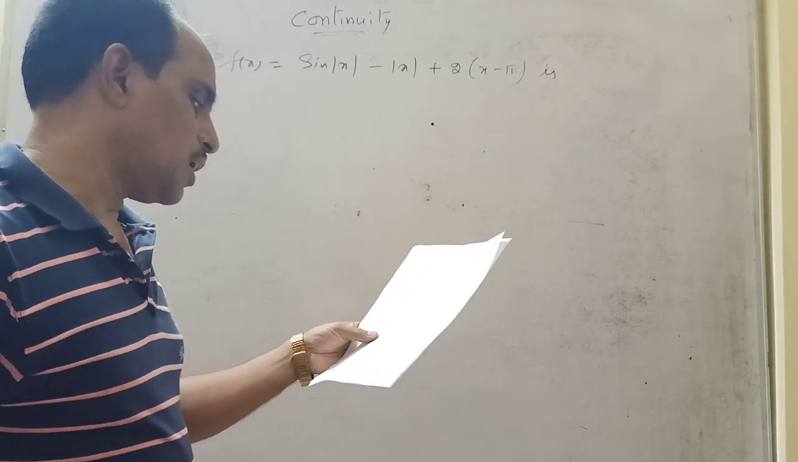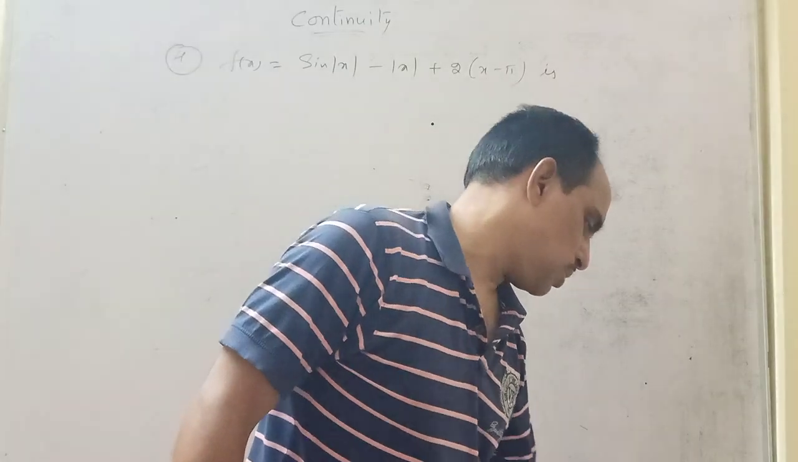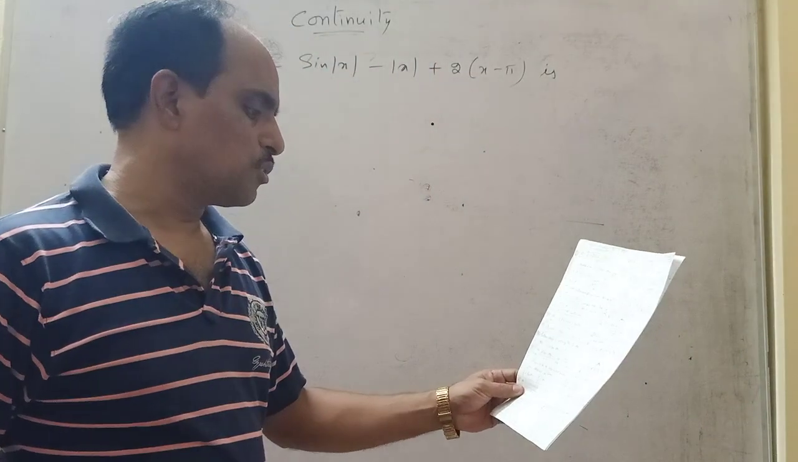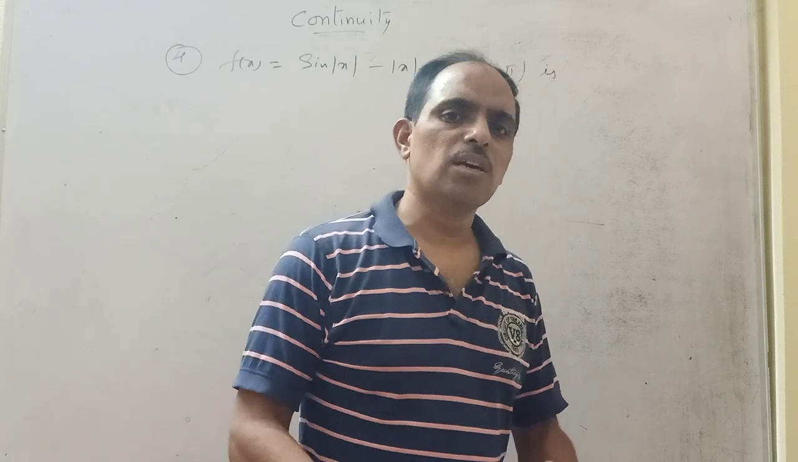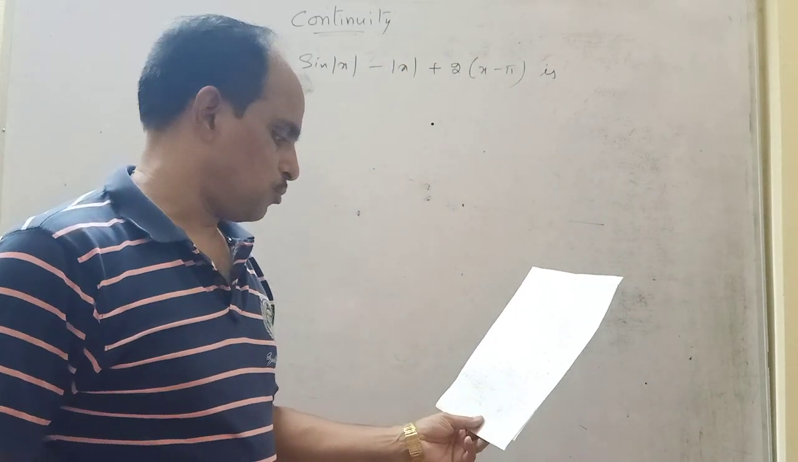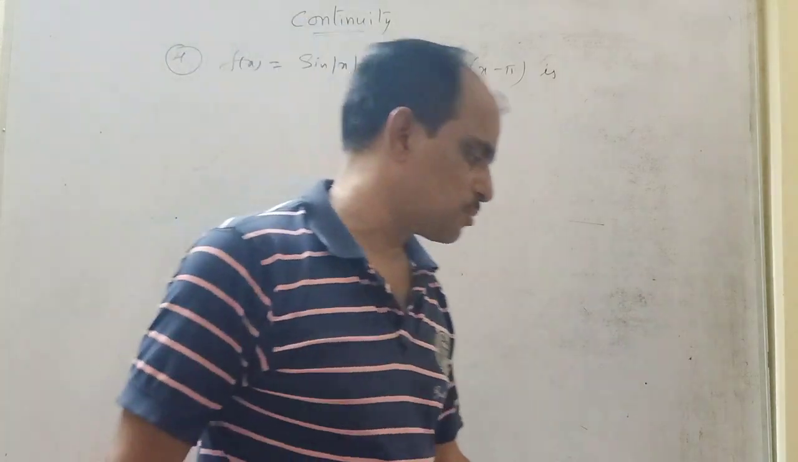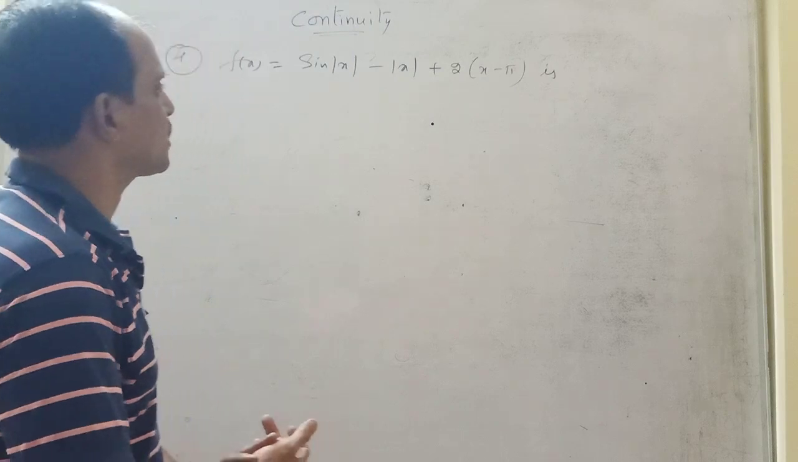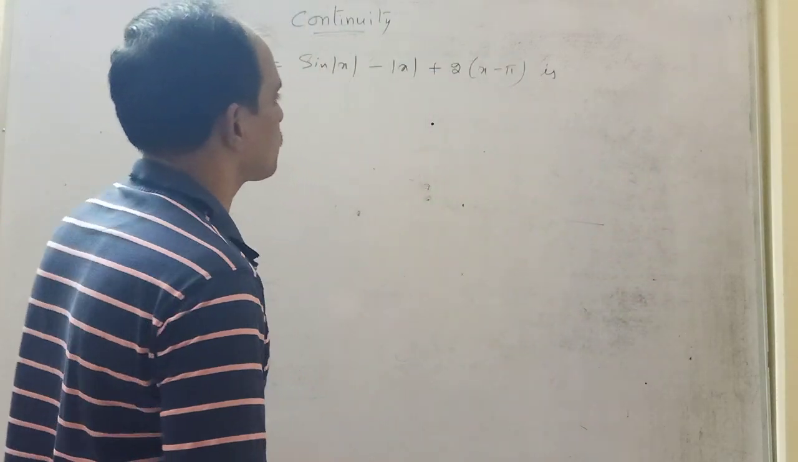Let k be the set of all real numbers where the function is not differentiable. We have to find the values where the function is not differentiable. In the options, 0 is there: is the function continuous and differentiable at x is equal to 0? The point x is equal to 0 is given, so we have to verify the options.